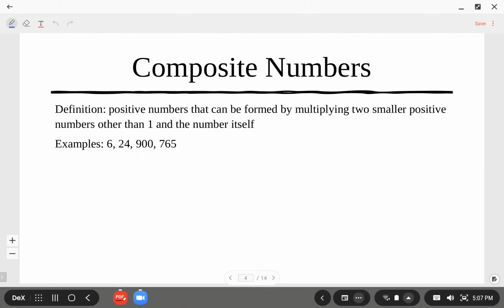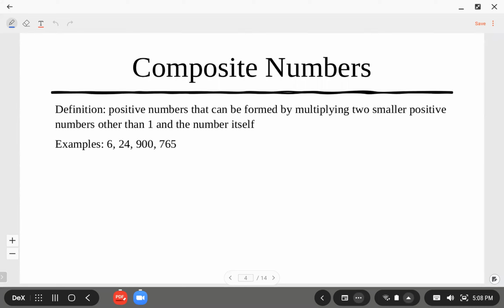So let's go over the definition of composite numbers now. Composite numbers are positive numbers that can be formed by multiplying two smaller positive numbers other than 1 and the number itself. So basically the opposite of prime numbers, right? So examples are 6, 24, 900, 765. So let's do the same warm-up question, okay?